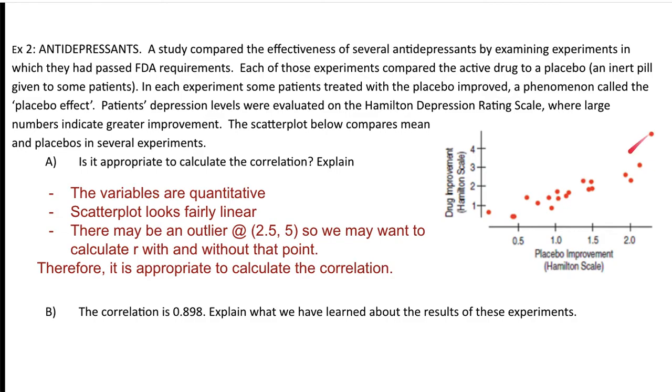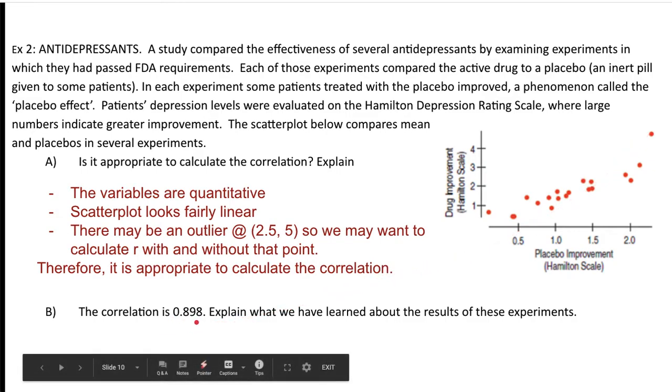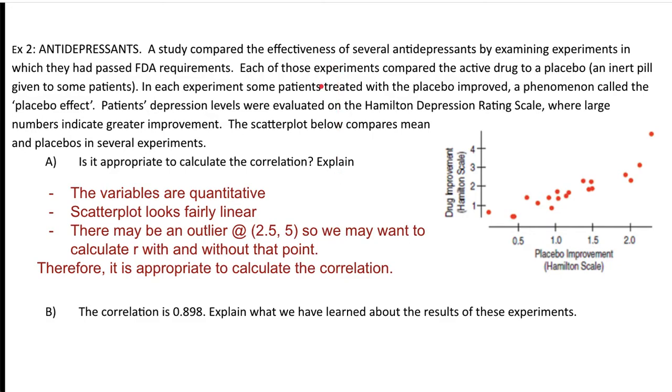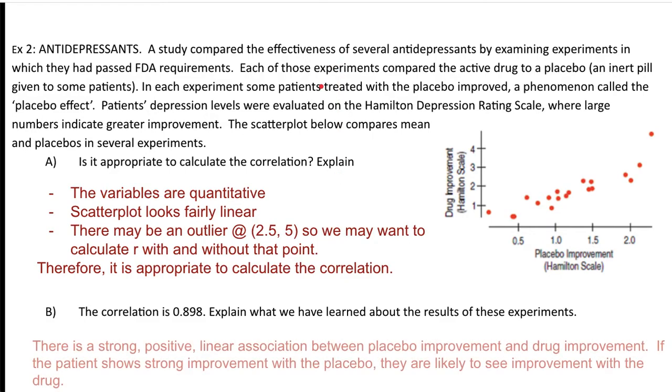And now the correlation's been calculated for you here in Part B. So explain what we have learned about the results of these experiments. So what's this tell me? Well, I see that there's a strong positive linear association between placebo improvement and drug improvement. And then I'm kind of showing what that means. If the patient shows strong improvement with the placebo, they are likely to see improvement with the drug.